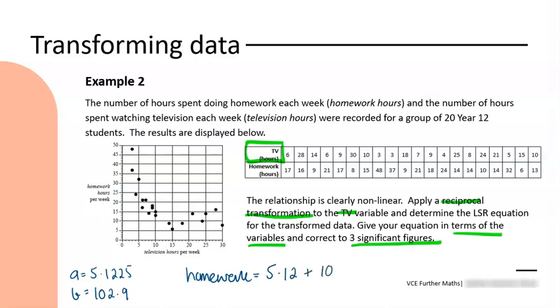so that will become 103, times, now we need to write the TV hours as the reciprocal. So what that actually means is that we are writing it as 1 over TV hours. So we literally write that here. So 1 over TV hours. And so I've written my equation in terms of the variables and given that to 3 significant figures.